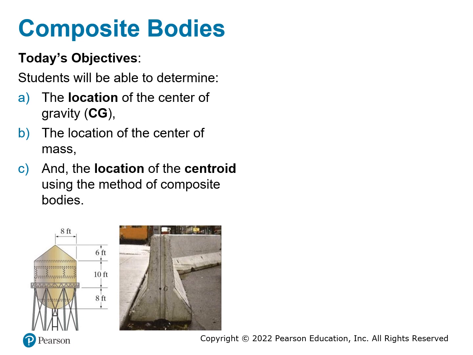So we are going to focus on 3 points. The first is how do we find the location of the center of gravity, which is going to be the center of mass because the gravitational field is going to be very similar. And we are also going to look at the location of the centroid using the method of the composite body.